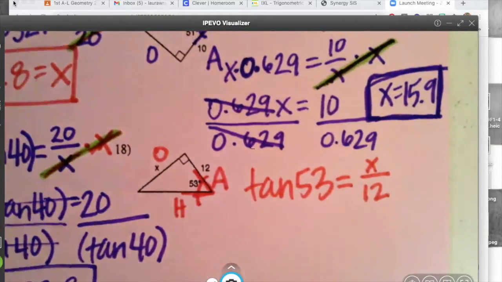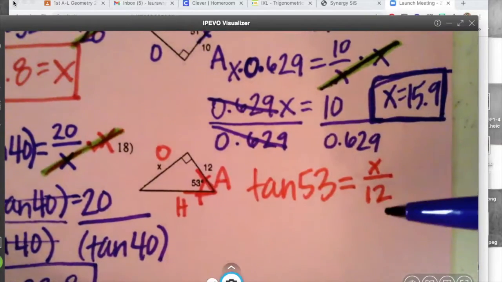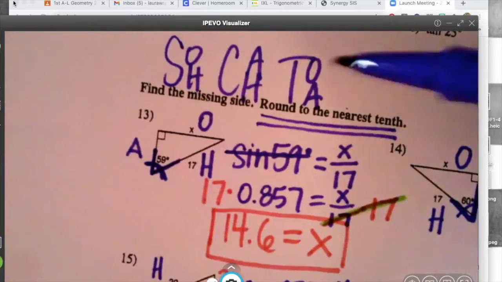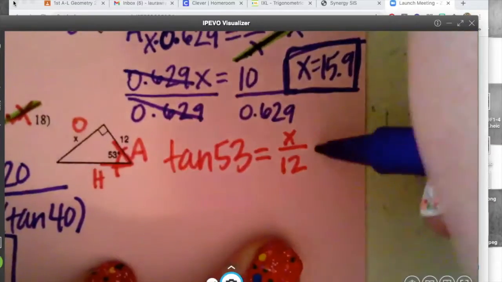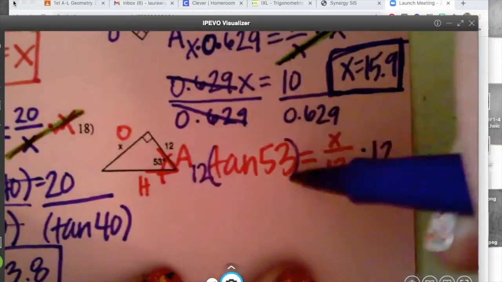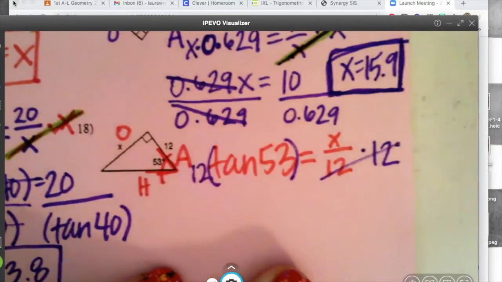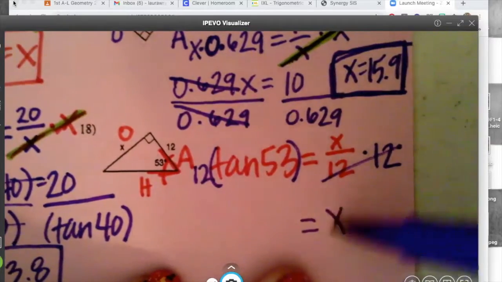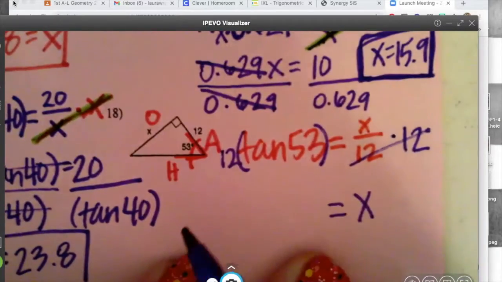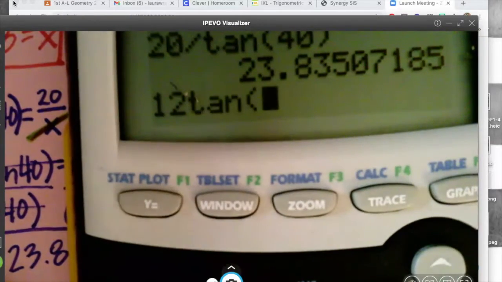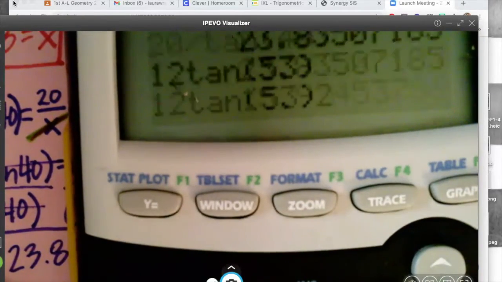Very good. Whenever you have a fraction over here, and you will, because that's how these are all set up, they're all fractions. That's why we stack these letters this way. You multiply times that denominator. And then that's it. X is solved for, it's over here by itself. So we're just going to type in 12 tangent 53, 15.9.